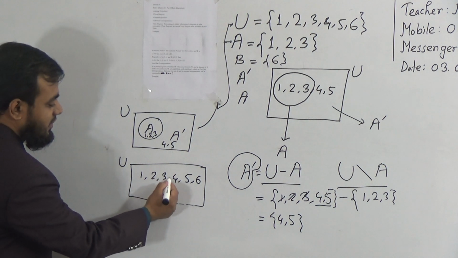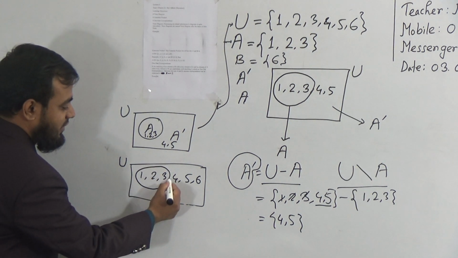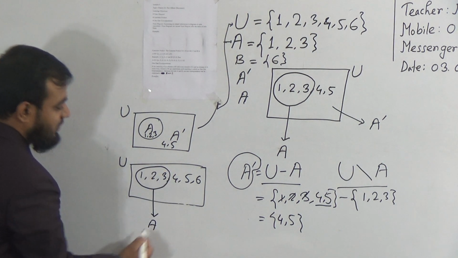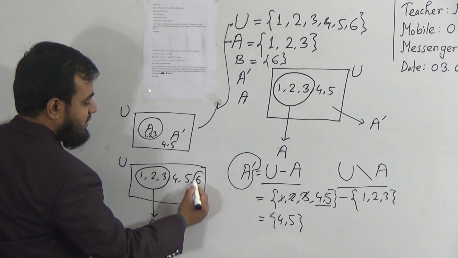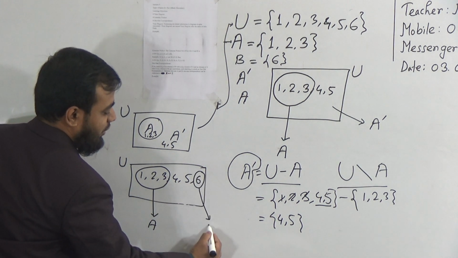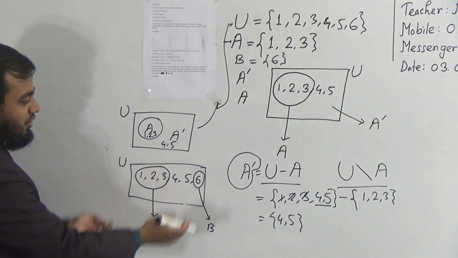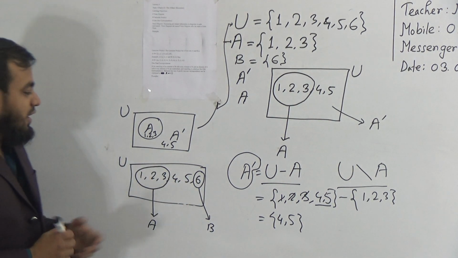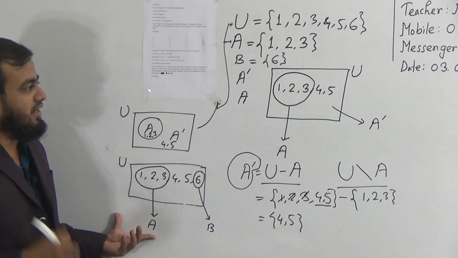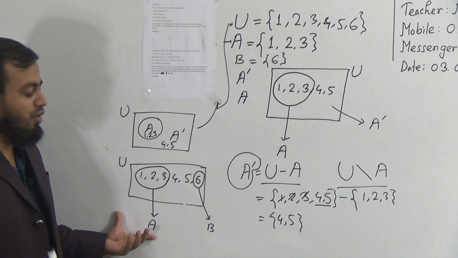And this set is A, and this is the set B, and these two sets are disjoint. Like this, we can express any set with the help of a Venn diagram very easily.